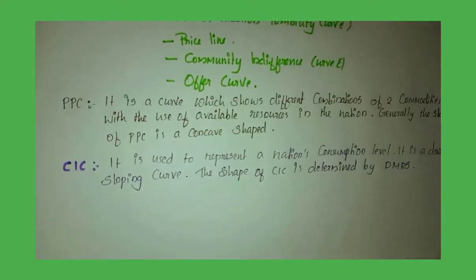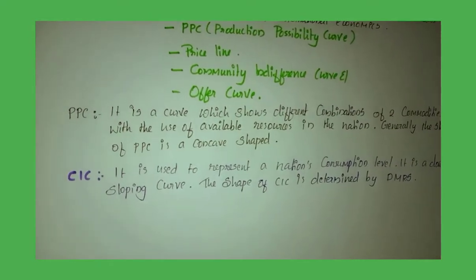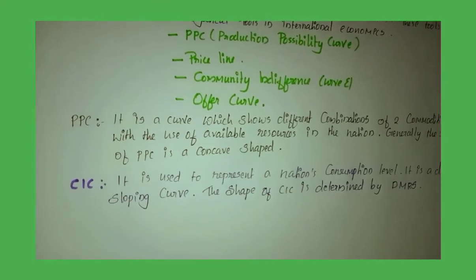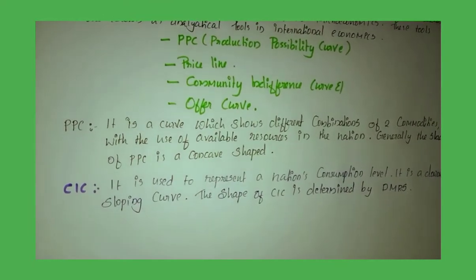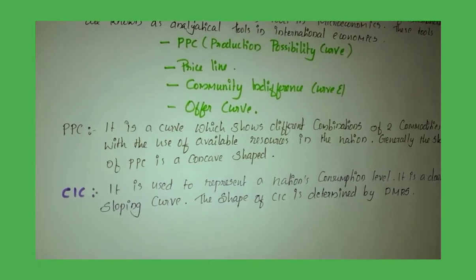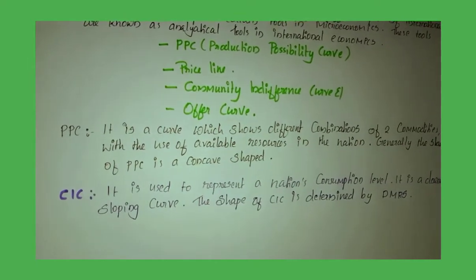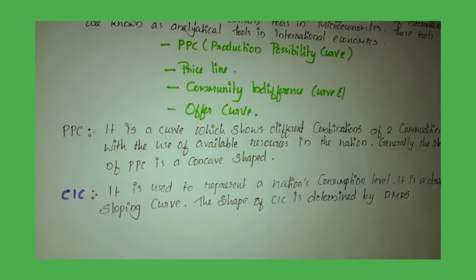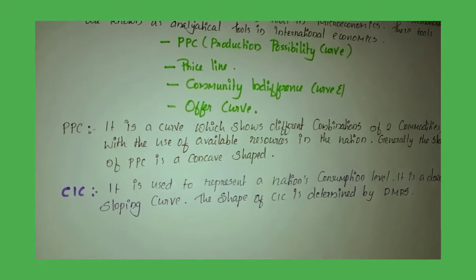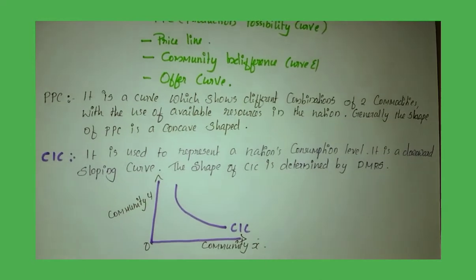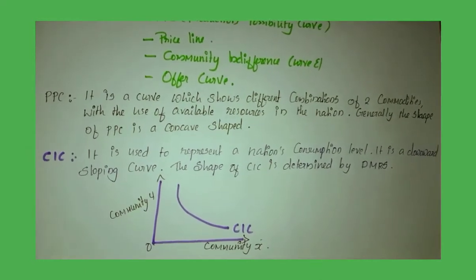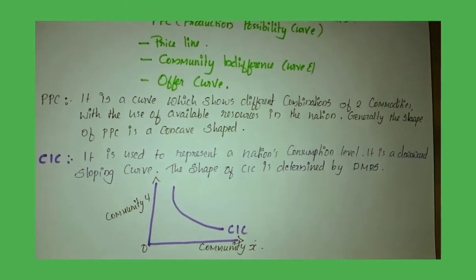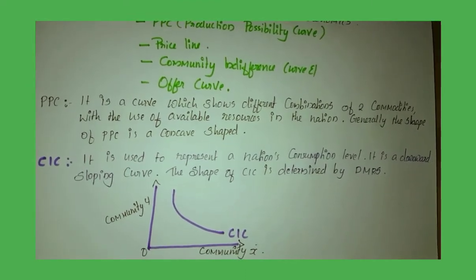The second analytical tool in international economics is the community indifference curve. It is used to represent a nation's consumption level. It is a downward sloping curve, and the shape of the community indifference curve is determined by the diminishing marginal rate of substitution. This is the shape of the community indifference curve, a downward sloping curve which shows a nation's consumption level.